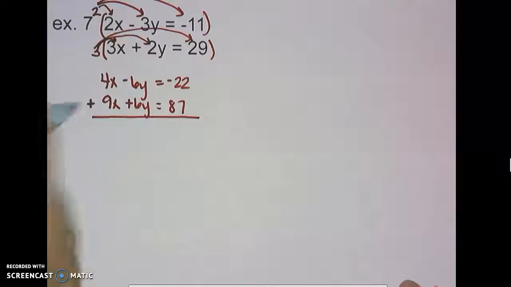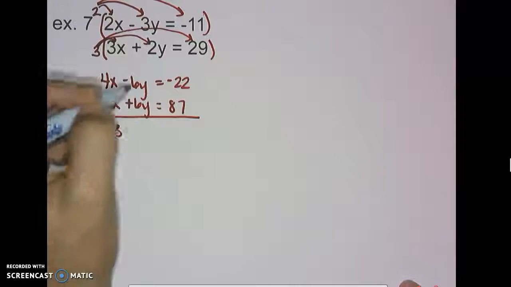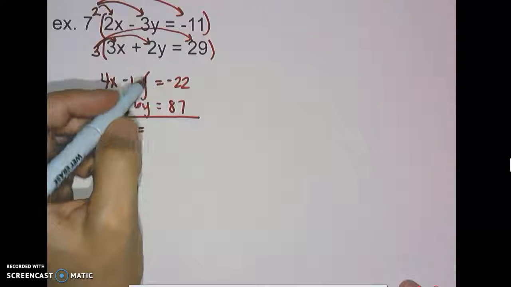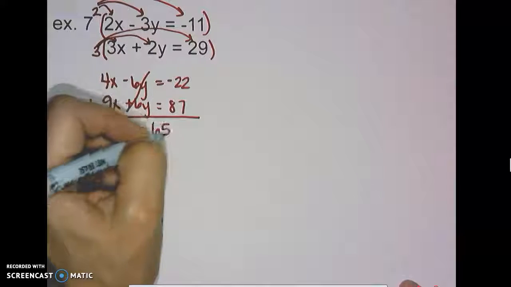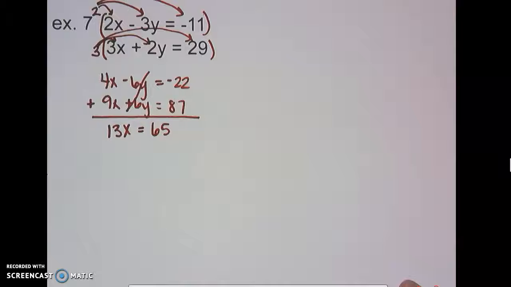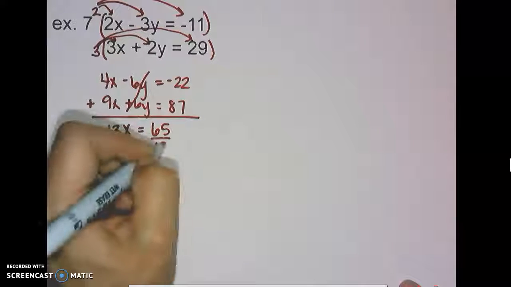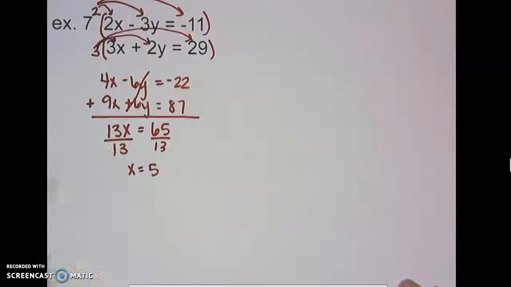So then we're going to add those equations together, and that gives us 13x. The y's eliminate, and we get 65. So we're going to divide both sides by 13, and x would equal 5.